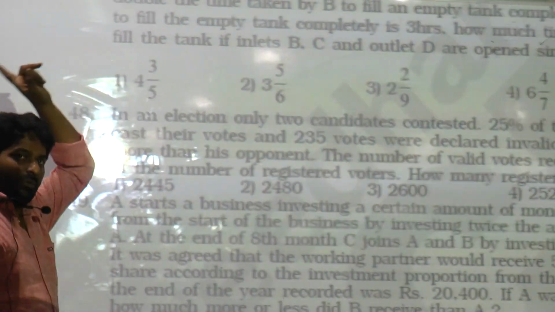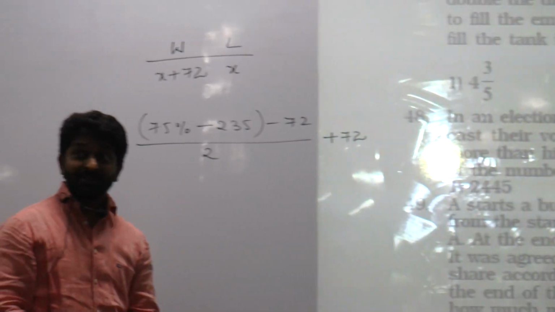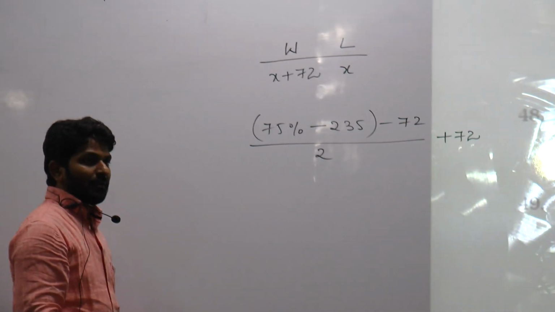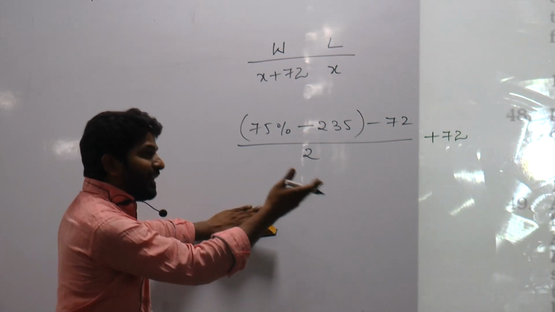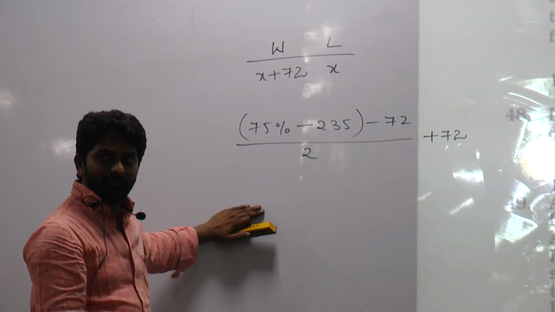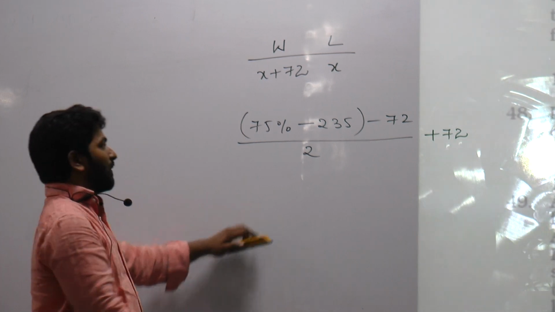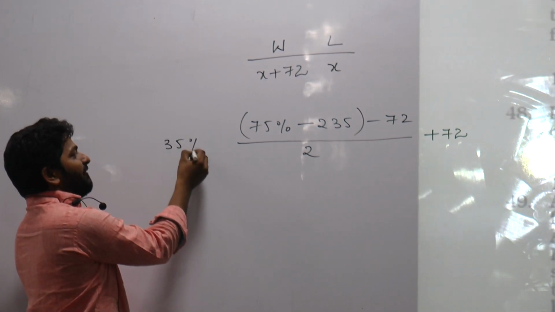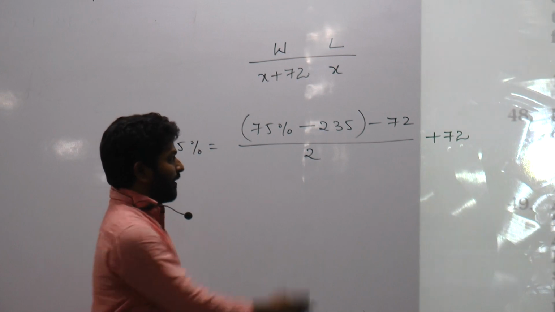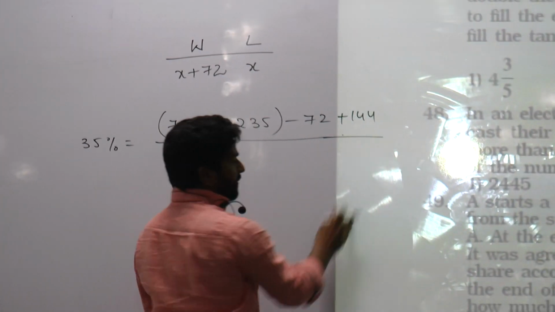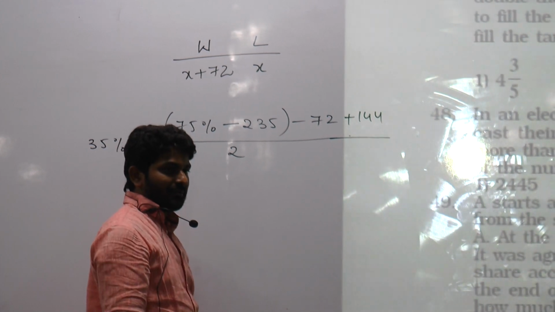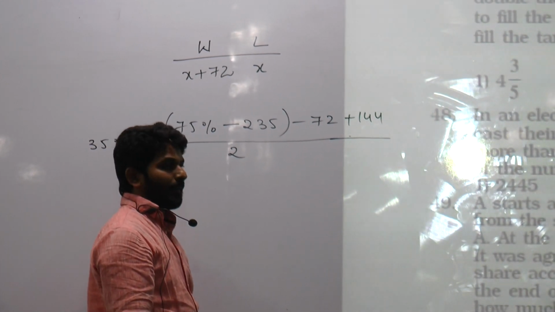Now, last line says, number of valid votes received by winner is 35% of total number of registered voters. What is total number of registered voters in terms of percentage? 100%. Out of 100%, 75% have casted their vote. Yes or no? So which is equal to 35%. Take 2 common. This becomes plus 144. Yes or no? Correct?